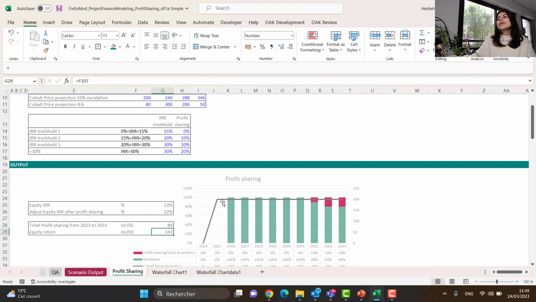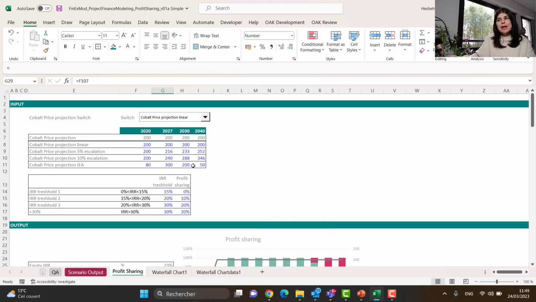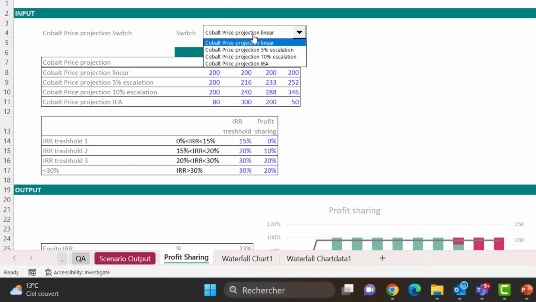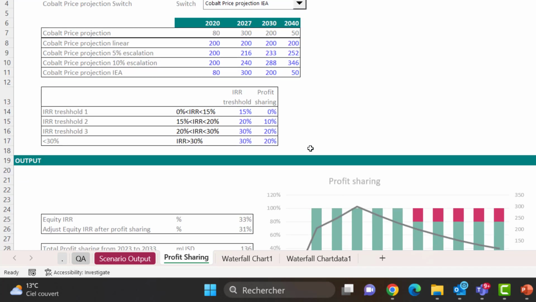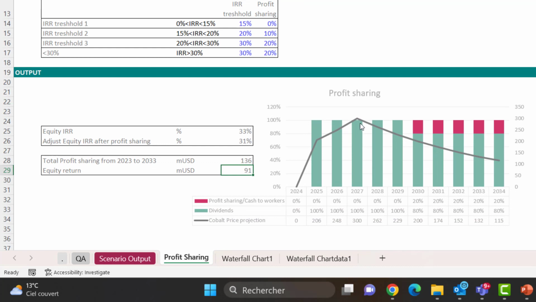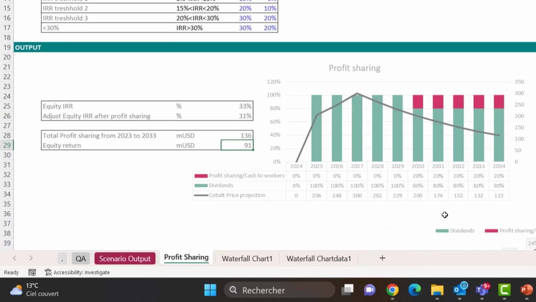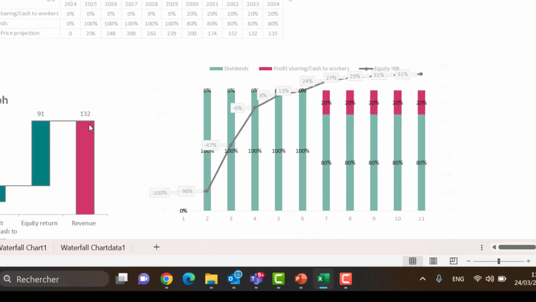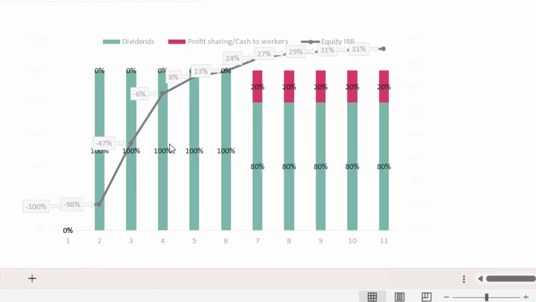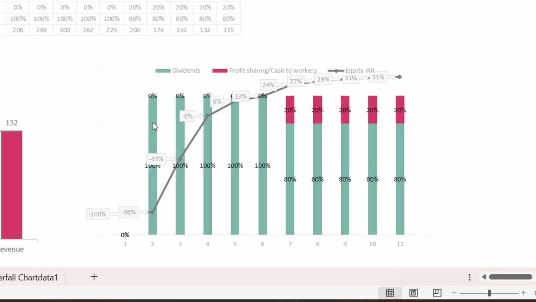And of course, all this becomes interesting when you start applying sensitivities. For example, this was just based on a cobalt price projection, which was linear. So if you base it on a demand and supply study, and you get a projection for the price that says it's going to peak somewhere in year 2027 and then go downwards after that, then you will have a different profit sharing structure and you will have different results.